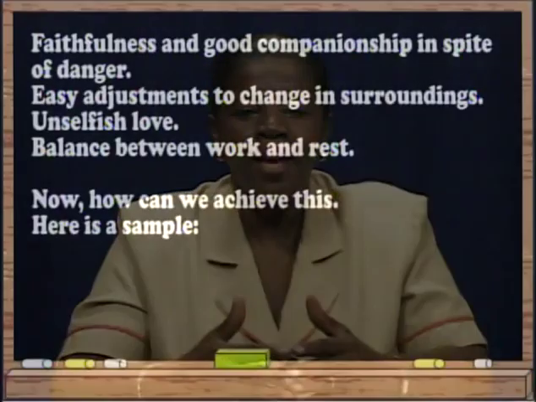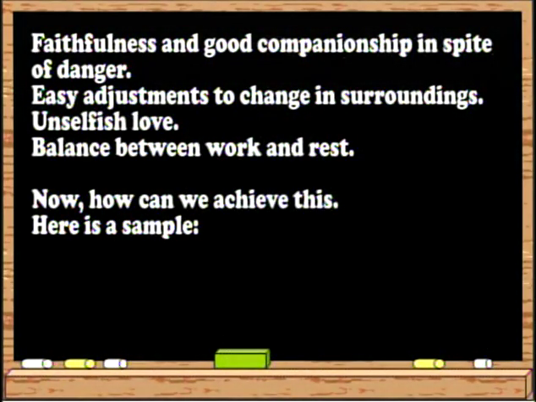Let's quickly go over these points. Faithfulness and good companionship in spite of danger, easy adjustments to change in surroundings, unselfish love, balance between work and rest. Now, how can we achieve this? Here is a sample.